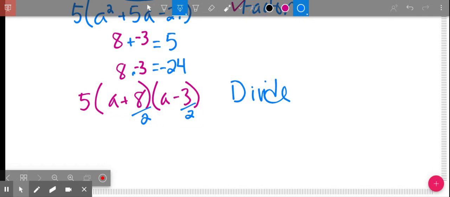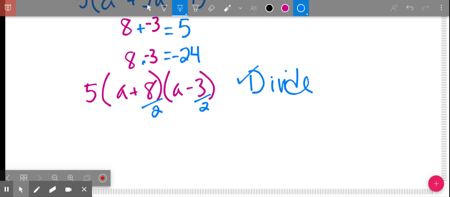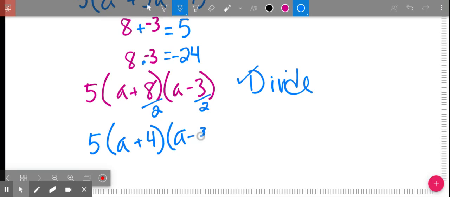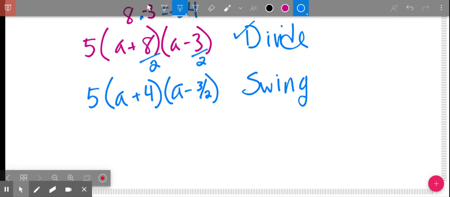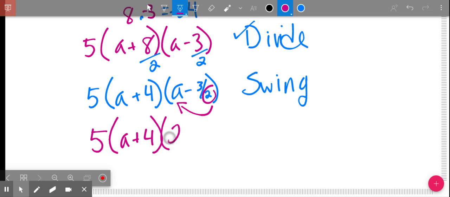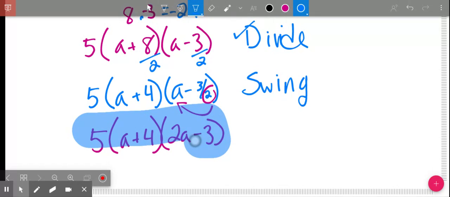Okay, so check, we're dividing. So I'll have 5. A plus 8 divided by 2 gives me 4. Now I'll have a minus 3 divided by 2 doesn't reduce, so we just leave it as 3 over 2. So then our last step is swing. Okay, so if I have a denominator, which I do, I have to swing that back up front. So I'll have 5, a plus 4. I swing that 2 up, so I'll have 2a minus 3. And that's going to be my final answer, guys.